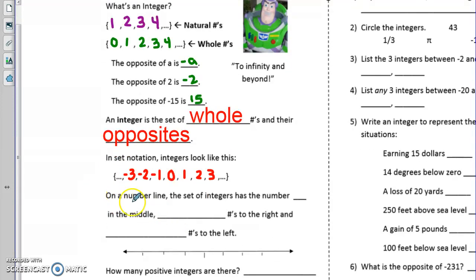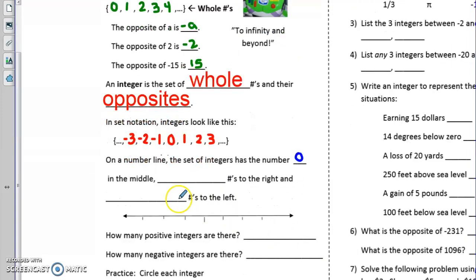So to fill in the lines in your notes, on a number line, the set of integers has the number 0 in the middle. We have positive numbers to our right, and we always put our positive numbers there. And we have our negative numbers to the left. So we want to fill in all these blanks that I have for you, so that we have all the information that we need for the first math page of our notebook.